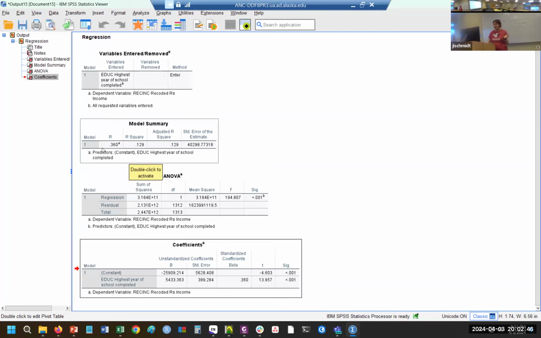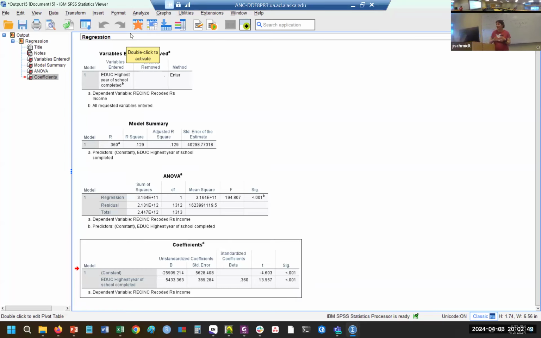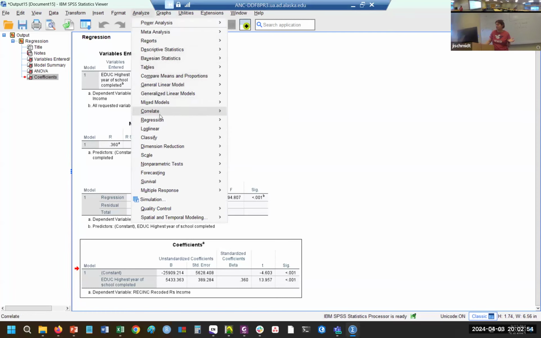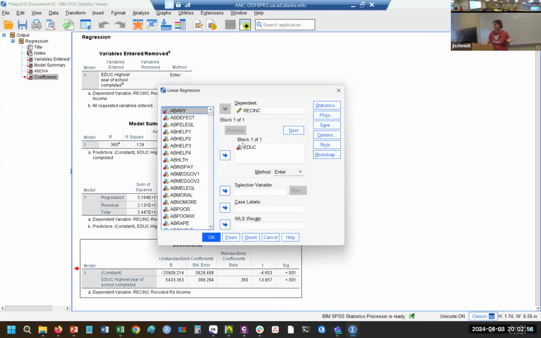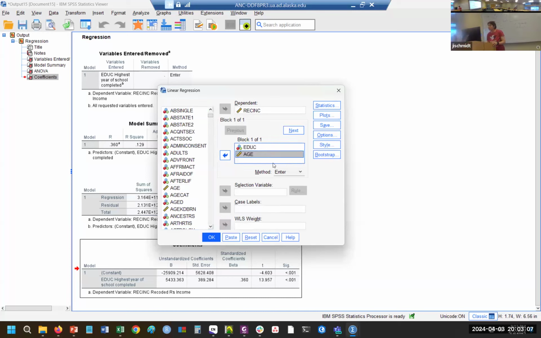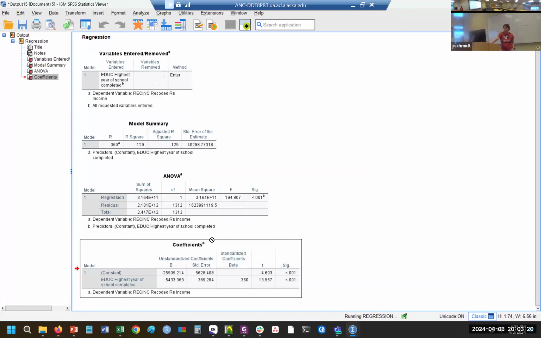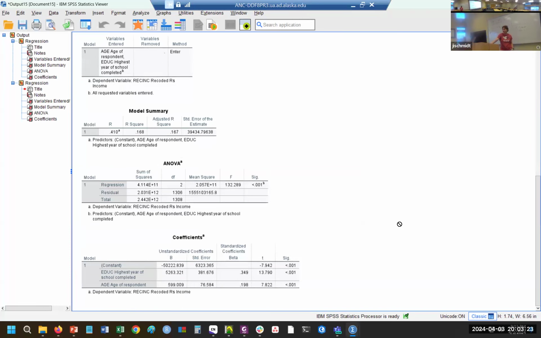Okay. So what if we go back and throw age in this regression? Let's go back to analyze, regression, linear, and throw age in there as one of the predictors. Have age in there and then hit okay. So this is multiple linear regression. When you have two predictors in there, it turns into multiple linear regression. And we click OK. All right.